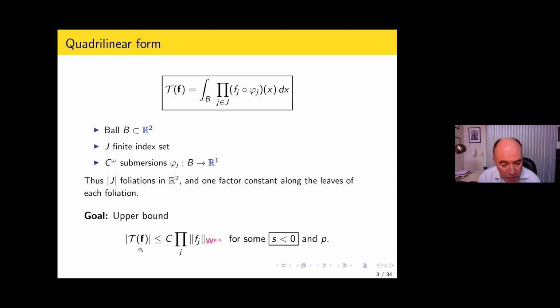So I want to majorize the absolute value of this scalar valued form by a product of norms of the factors. And the twist is I want to use negative order sublevel norms. These are L^p-based sublevel norms, but you should really just think that p is infinity. I'm not going to be interested in precise exponents, and if you have p equals infinity, then you get other p's by interpolation. So the main thing is we want an estimate in terms of negative order sublevel norms.